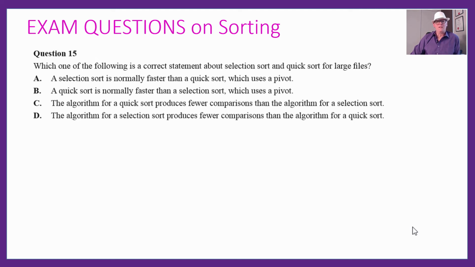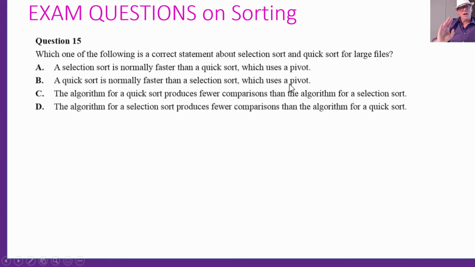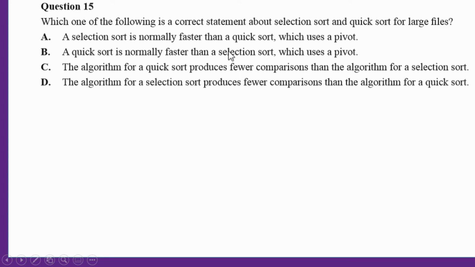Okay, now remember what we said about selection sort for large files. It's no good, okay? A, a selection sort is normally faster than quick sort. No, that's wrong. It's not faster. So forget about A. B, a quick sort is normally faster than a selection sort. That is true, but then it's got this which uses a pivot. Now I don't really like the way this question's been worded, but what it's implying here, because the which is closest to selection sort in that sentence, if you're a scholar of English, it's trying to say selection sort uses a pivot. It does not.